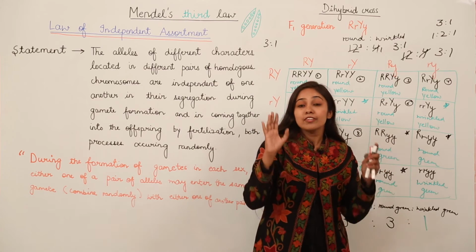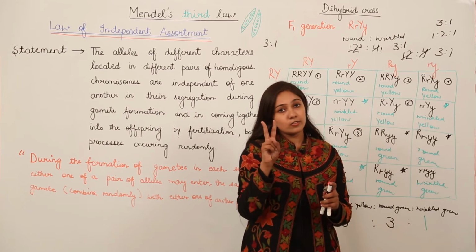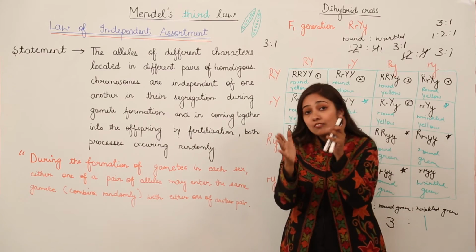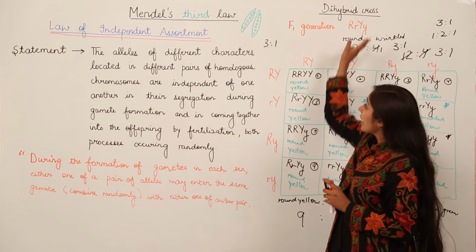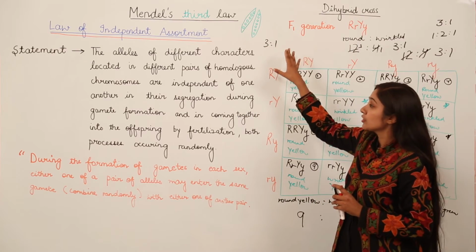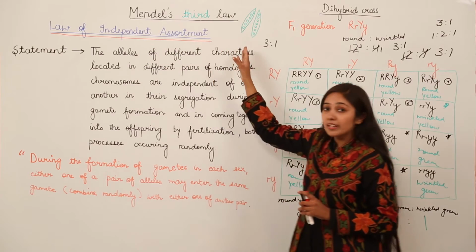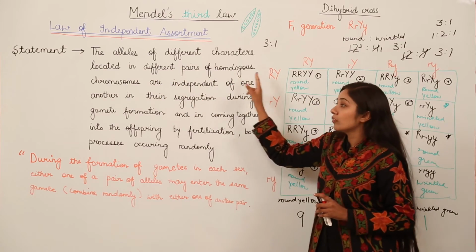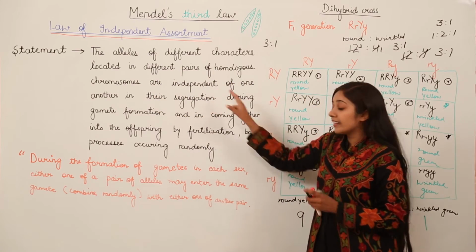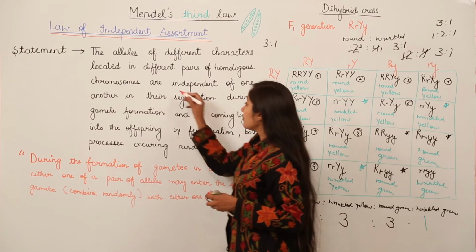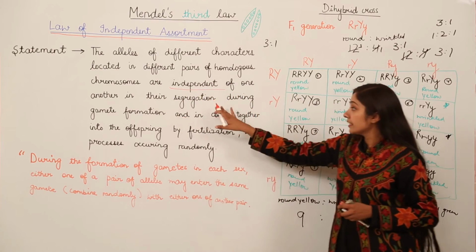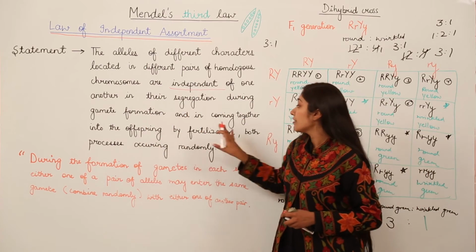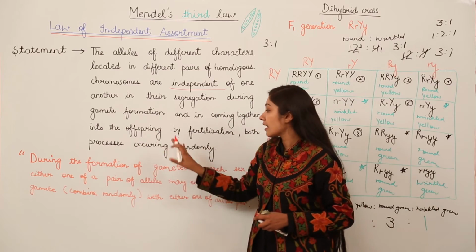It means when we are going to consider two characteristic traits simultaneously, this is not going to affect either of the characteristic traits. So from this conclusion, Mendel gave the law of independent assortment, meaning alleles of different characters located in different pairs of homologous chromosomes are independent. The key word is independent of one another in their segregation during gamete formation and in coming together into the offspring by fertilization, both processes occurring randomly.